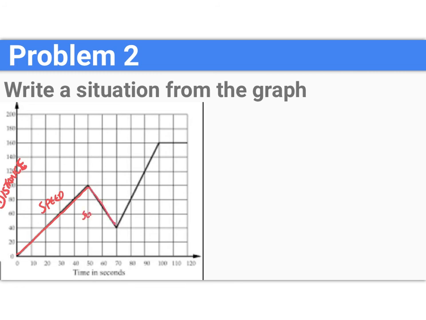Then it slows. No, I'm sorry, it does not slow. This is a distance versus time graph. It does not slow down. It returns back to where it was. So it starts to come back. Then it leaves again. And how does it leave? With some speed. And right here at the top, it is still. It is not moving.